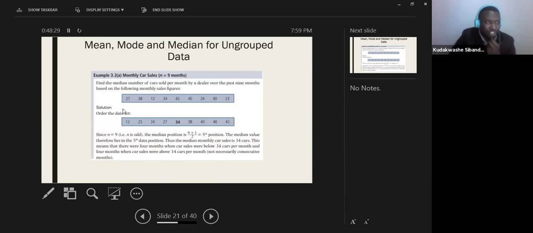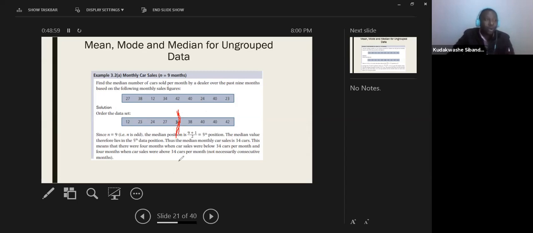So the 5th position, after you have managed to set your data in ascending order, the value on the 5th position is your median. So you count 1, 2, 3, 4, 5. Now the 5th position, which is this one, is your median. So what does it mean? It means that this data has been divided into 2 equal halves.